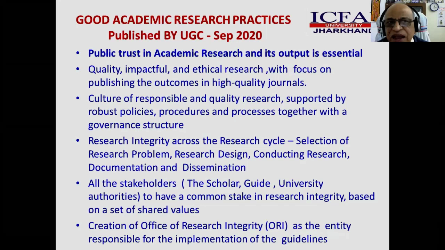The other points in the document prepared by the UGC say that research should be of quality, impactful and ethical, with a focus on publishing the outcomes in high quality journals. That's another very good objective. It also talks of a culture of responsible and quality research supported by robust policies, procedures, etc., with a governance structure. And it emphasizes research integrity across the research cycle, starting with the selection of the research problem, research design, conducting the research, documentation, and dissemination.